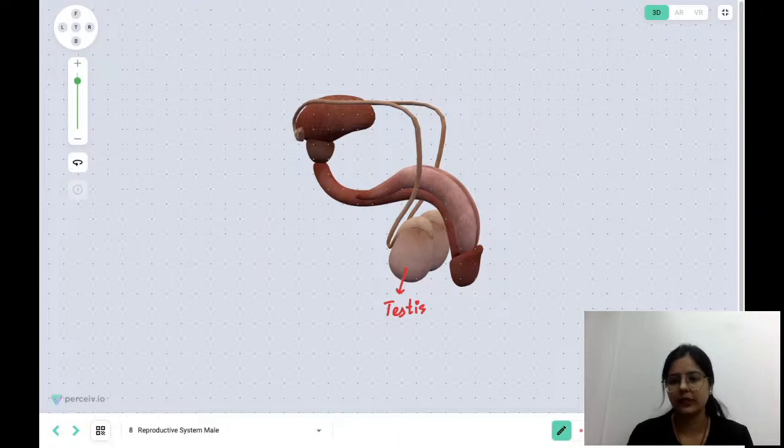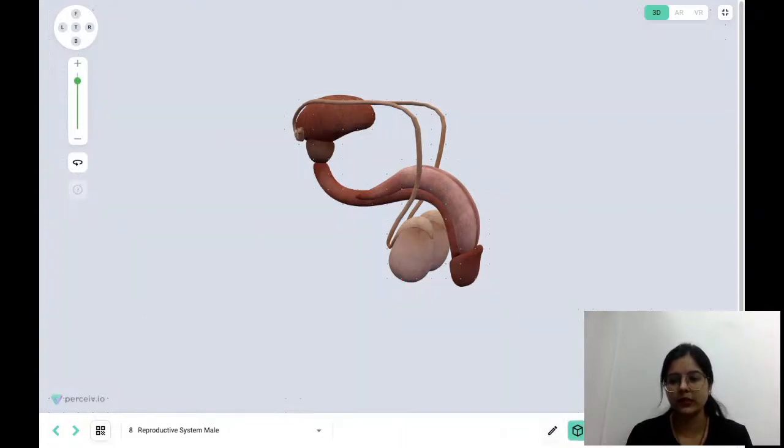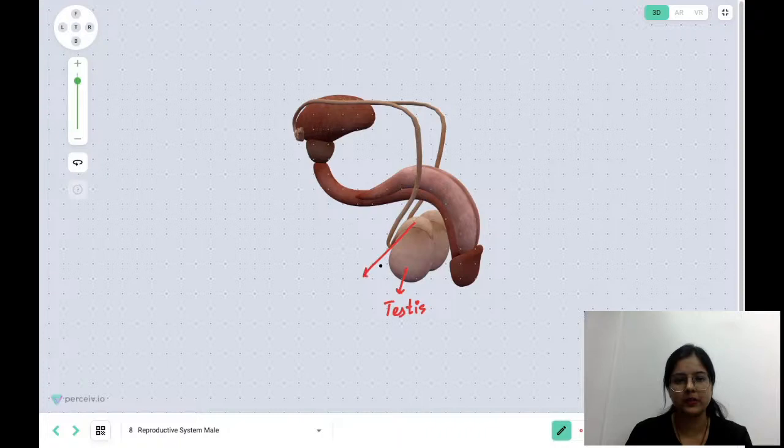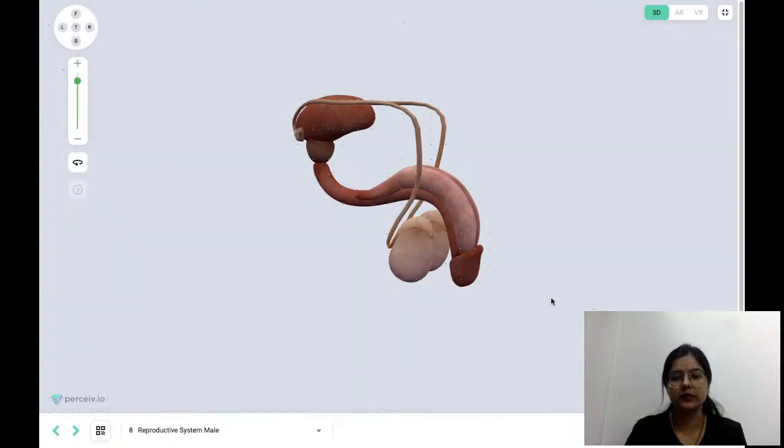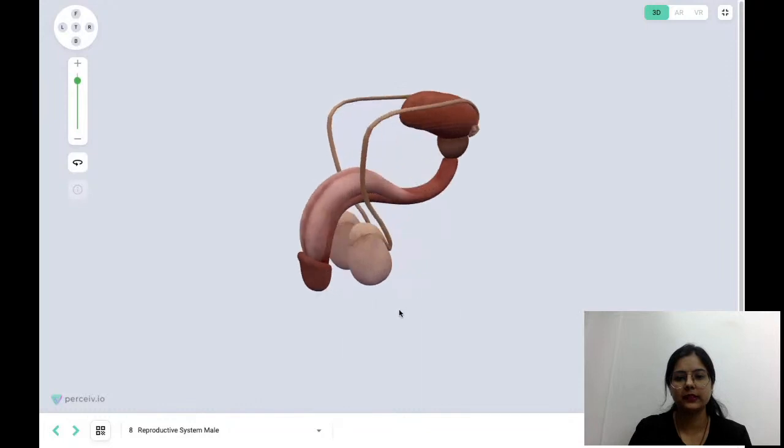And we can use different tools as well for showing this part or showing this model like this, for example. So this is the testis part, which you can see over here, and this part is considered to be the epididymis. So this one is the epididymis. Then if I just move this model a little bit like this, or we can just move this model a little bit over here like this.